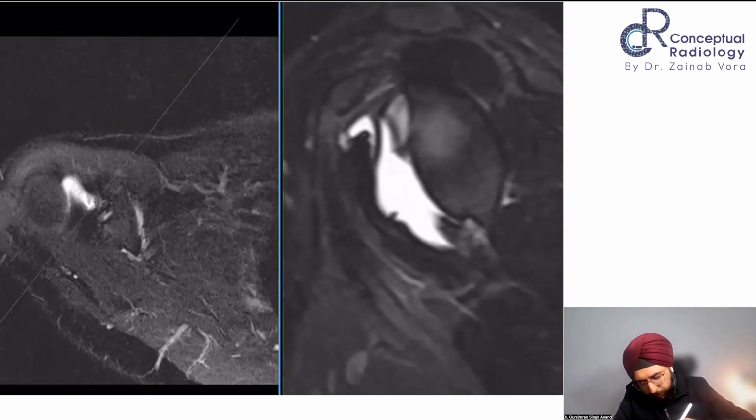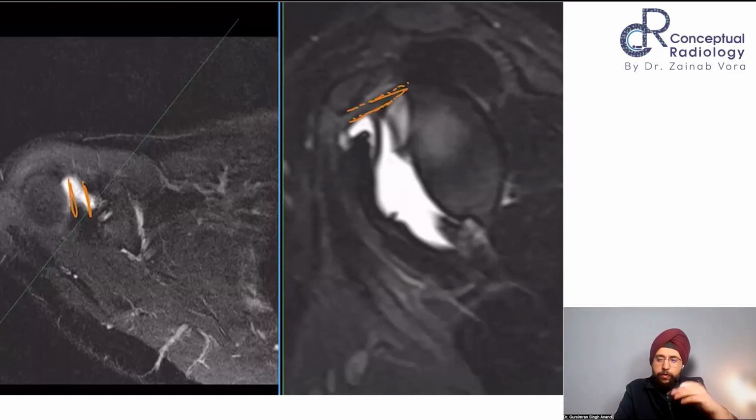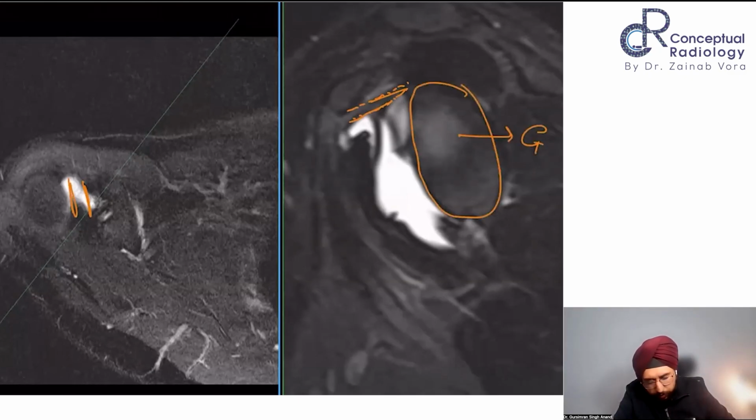Okay. So in the cranial section, you can see a ligament here, which is going from the anterior part of the glenoid. This is the glenoid. This is a horizontally directed ligament from the anterior superior part of the glenoid. This is your MGHL.